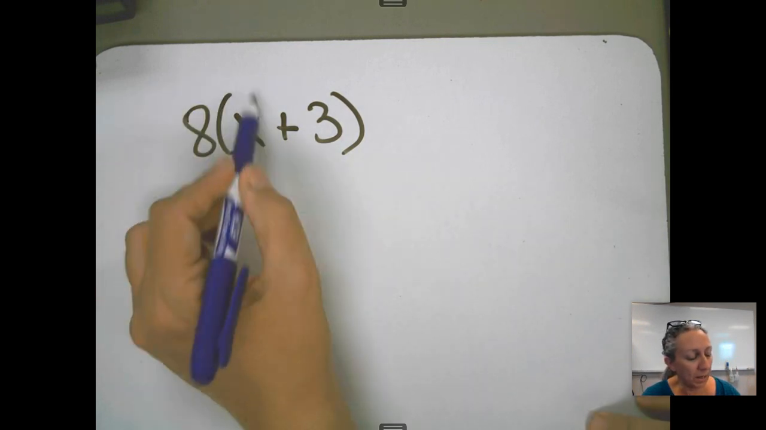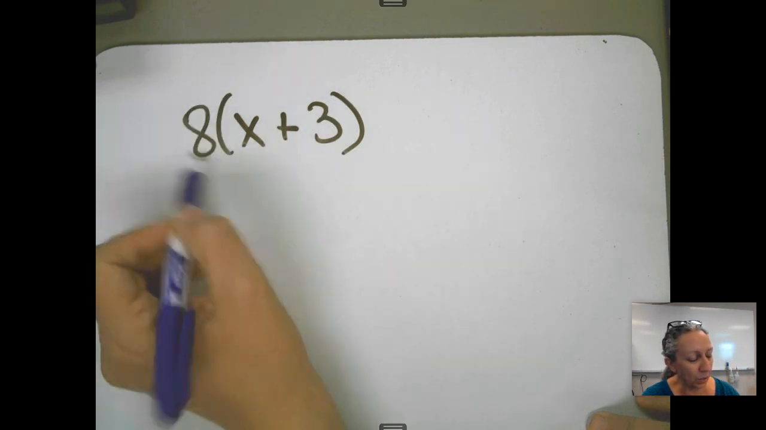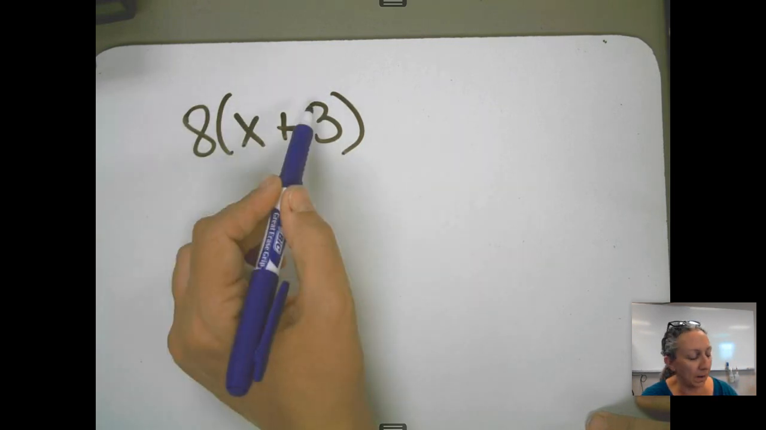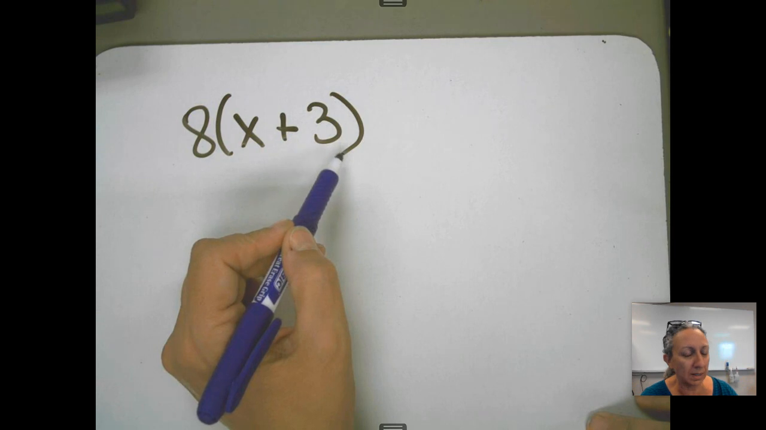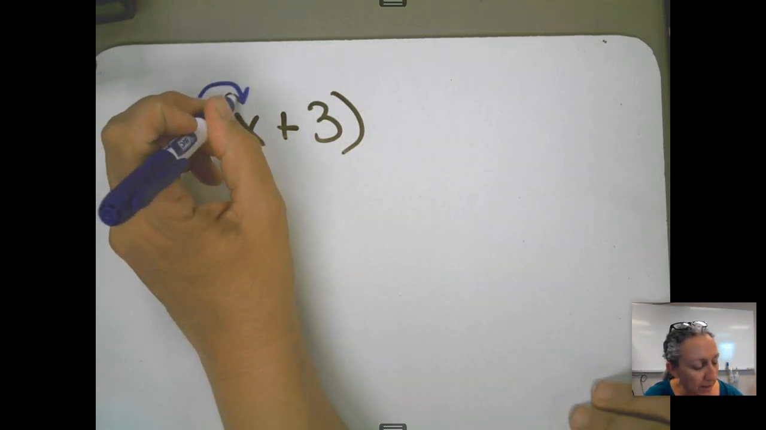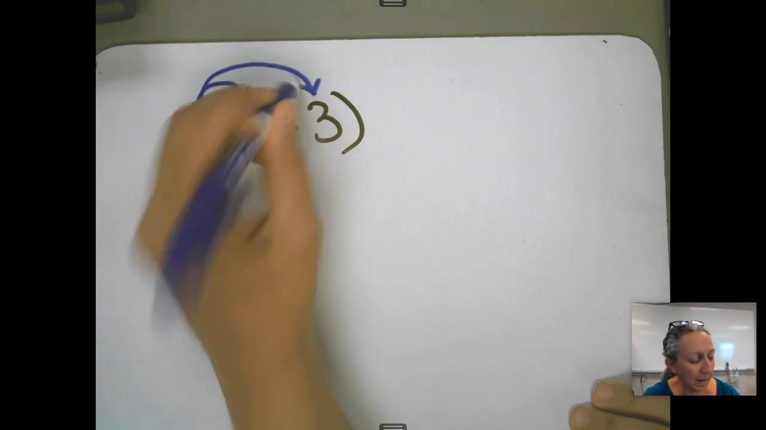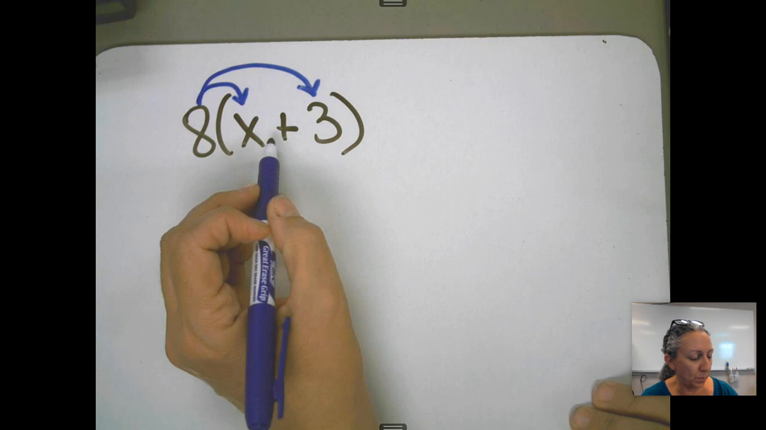So I have to move on and distribute this 8 that's being multiplied, because this is 8 groups of all of this. So I'm going to have 8 groups of each one and spread it out a little. The 8 is going to get multiplied by the x and the 8 is going to get multiplied by the 3, and then we're going to add those products together because there's a plus sign in the middle.